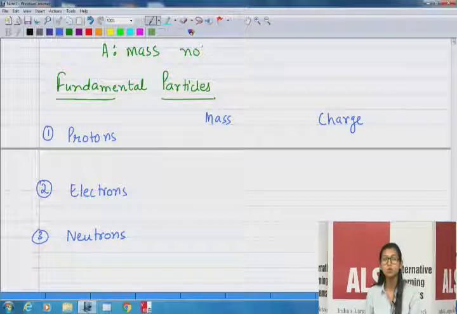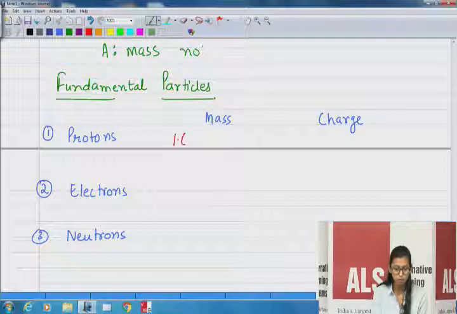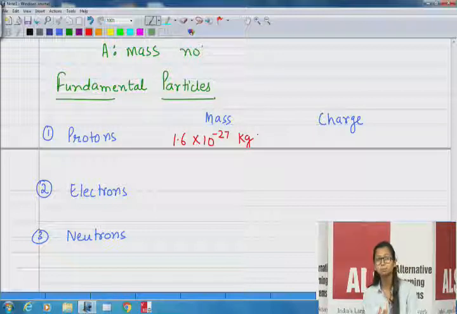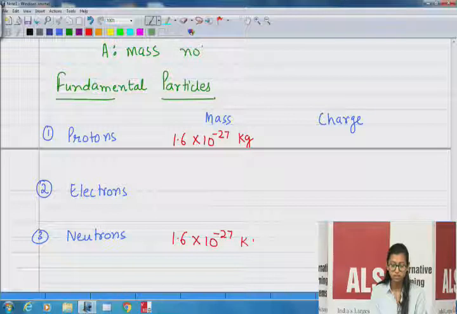These are very small quantities, you know that? Let me write it and you have to remember it. For the protons, the mass is actually 1.6 × 10^-27 kg. We are able to see how much smaller the mass is. The mass for the neutrons is similar: 1.6 × 10^-27 kg.